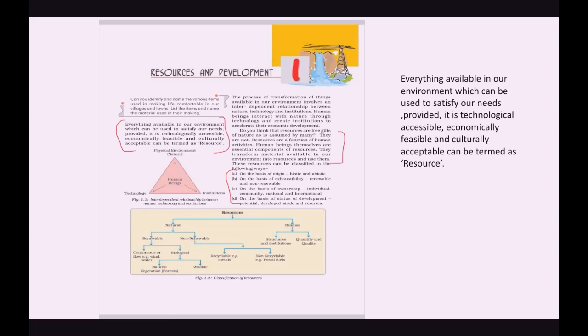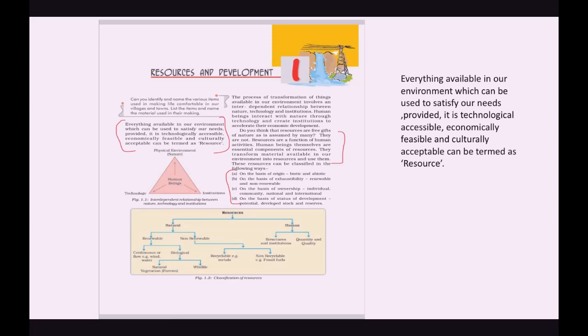So these are the basic features, the important features to be included when we are talking about a resource, that is technologically accessible, economically feasible, and culturally acceptable. If we are asked the features of resources, these three are the features of resources. These resources are available to us in raw nature. So human, with its technology, institution, and effort, brings that resource for our use in a proper way.